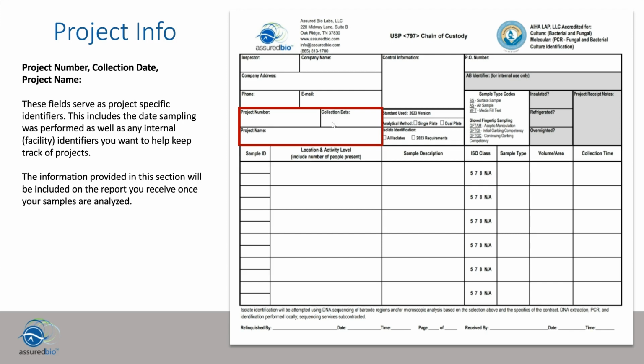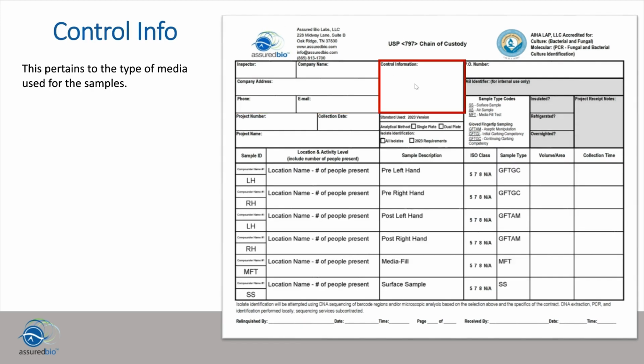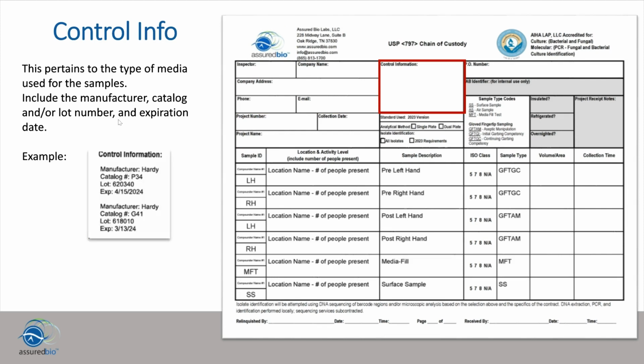The collection date is required for us to fully process your samples. For control information, provide information about your media. This can include the name of the manufacturer, catalog and/or a lot number, as well as an expiration date. Here's an example for media from Hardy.